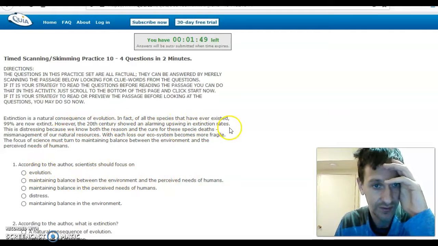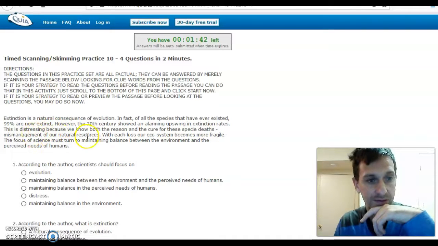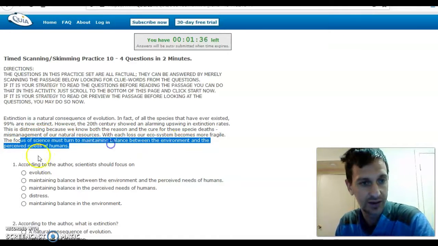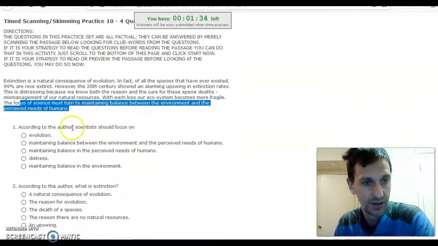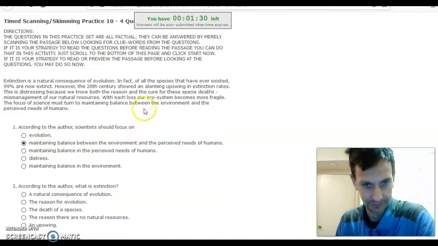The 20th century showed an alarming upswing in extinction rates. This is distressing because we know both the reason and cure for these: mismanagement. With each loss, the ecosystem becomes fragile. The focus of science must turn to maintaining balance between the environment and the perceived need of humans. Scientists must focus on maintaining balance and the perceived need of humans.